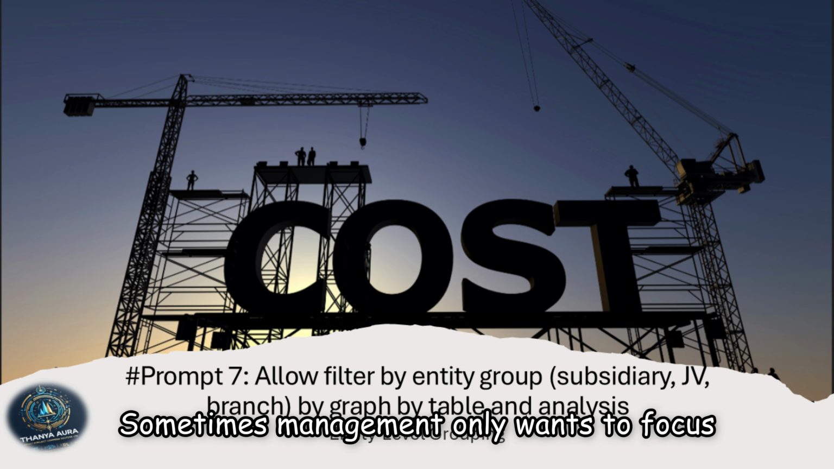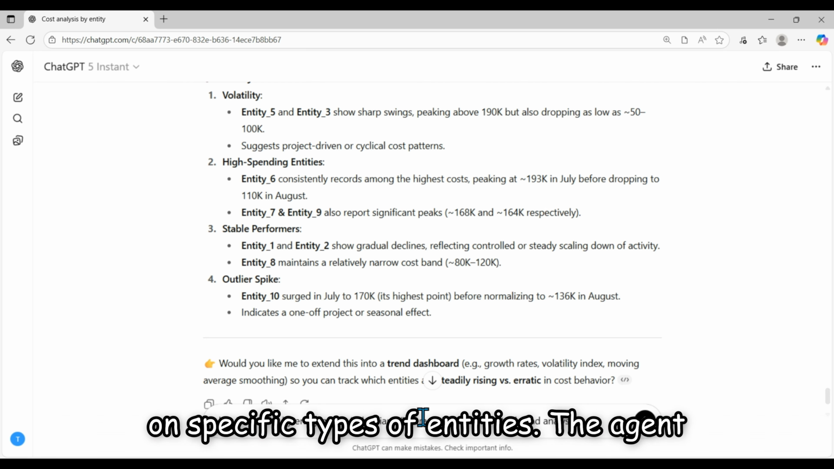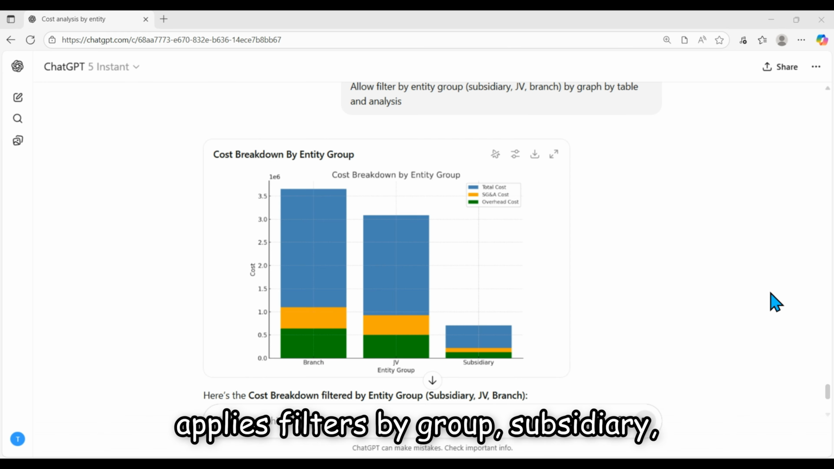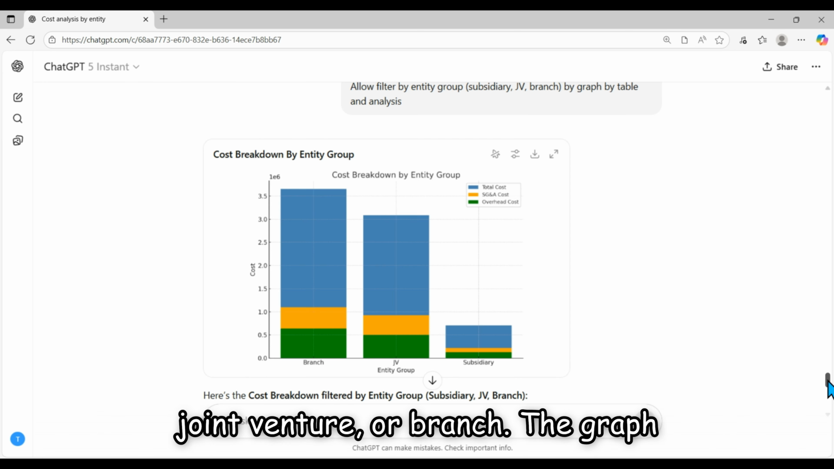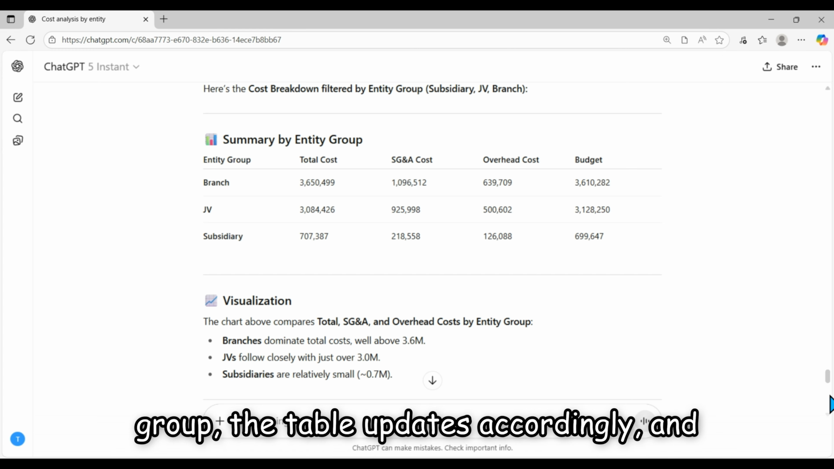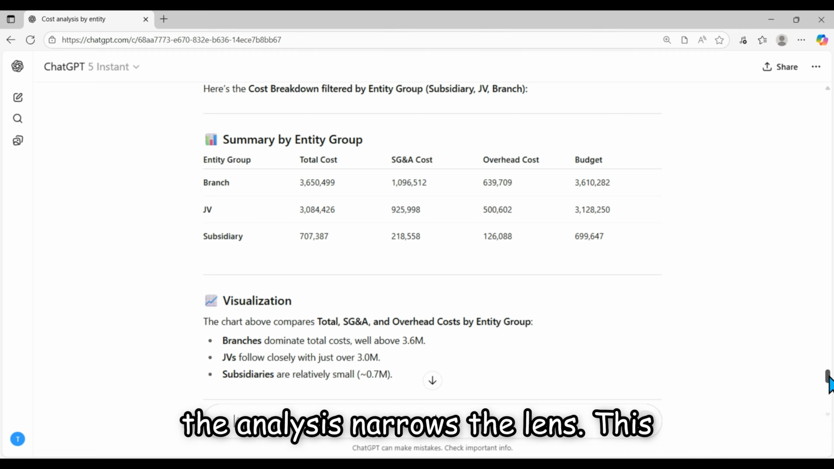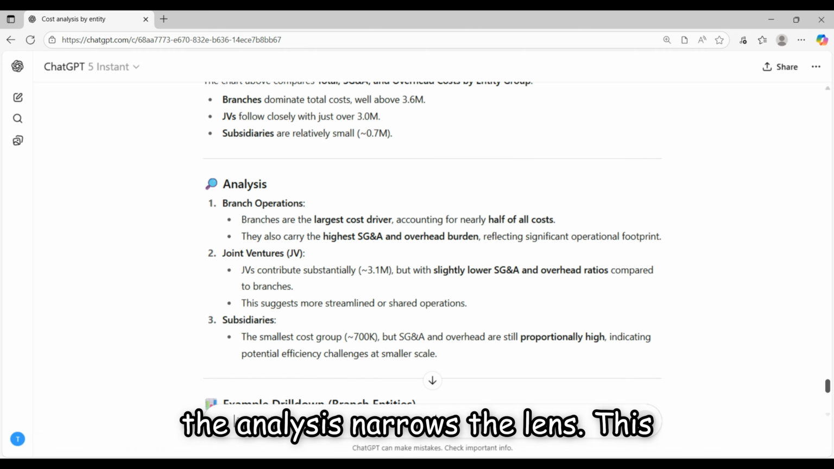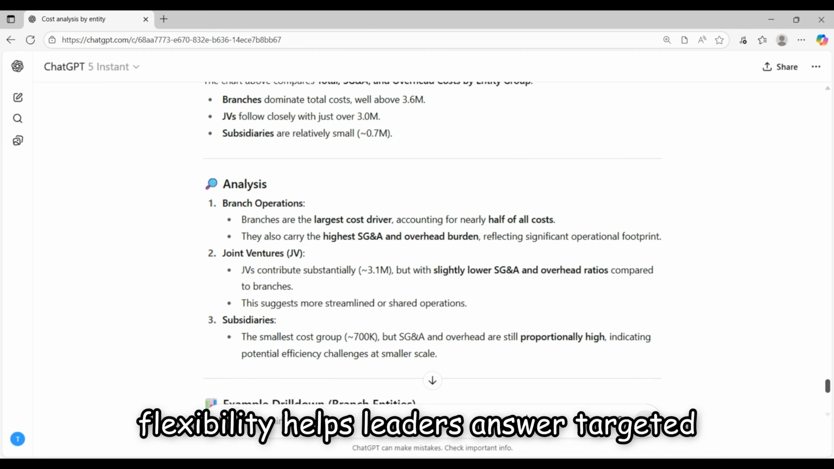Sometimes management only wants to focus on specific types of entities. The agent applies filters by group, subsidiary, joint venture, or branch. The graph recalculates to show only the filtered group, the table updates accordingly, and the analysis narrows the lens. This flexibility helps leaders answer targeted questions quickly.